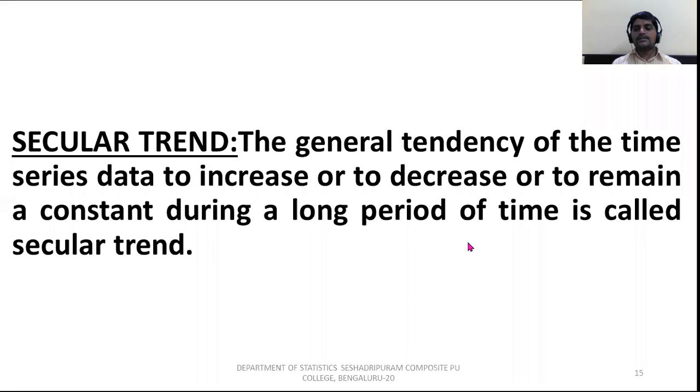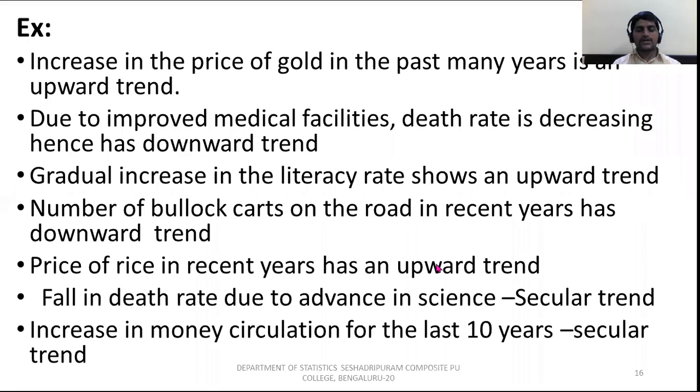The general tendency of time series data to increase, decrease, or remain constant during a long period of time is called secular trend. After that, we are going to see examples, because I told you we have two types of secular trend: one is called upward trend and one is called downward trend.